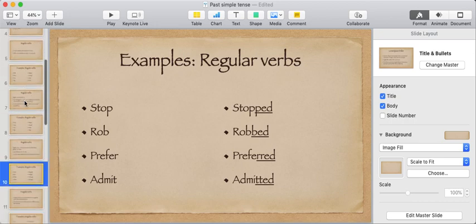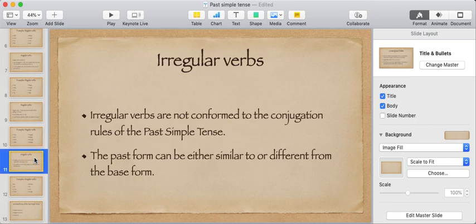So that's the regular verbs. Next we're going to talk about the irregular verbs. The irregular verbs do not conform to the conjugation rules of the past simple tense. And also the past form can be either similar to or different from the base form or the root form. What do you mean? You remember that the conjugation rule of the past simple tense is to add ed. But irregular verbs do not conform to that. Let's have a look at an example.